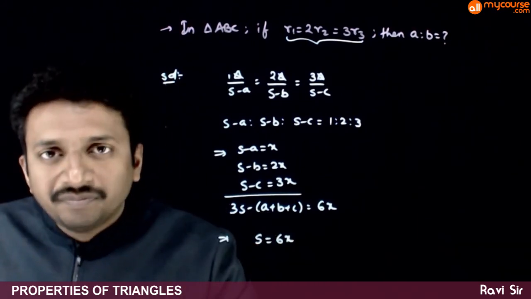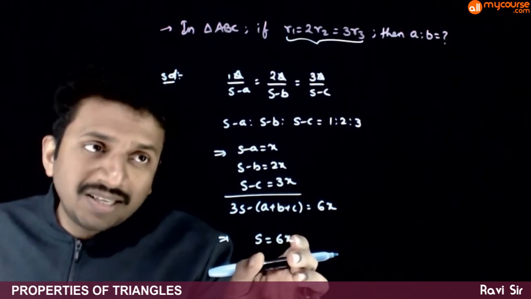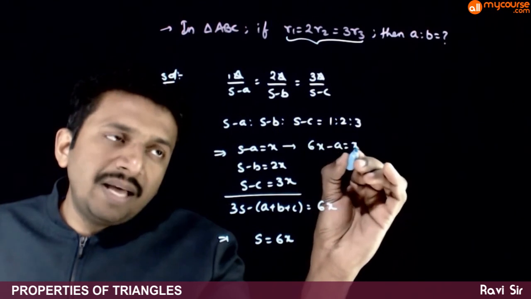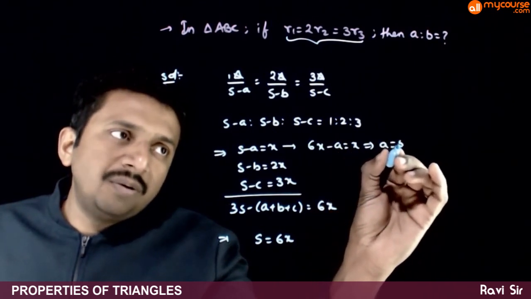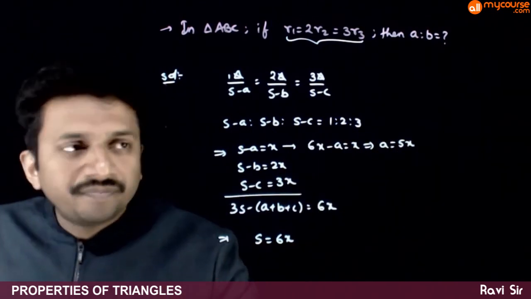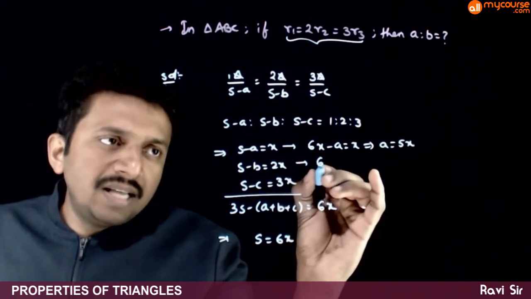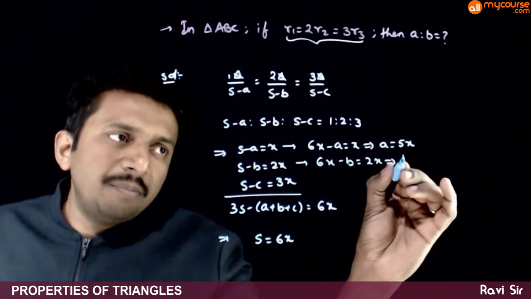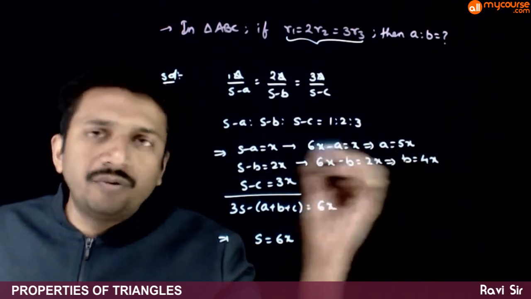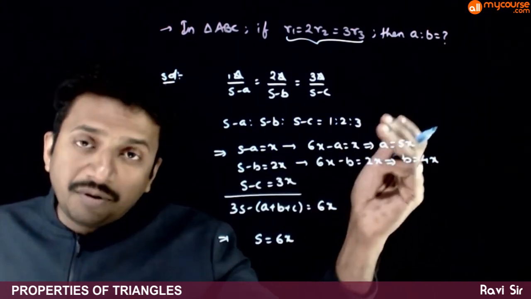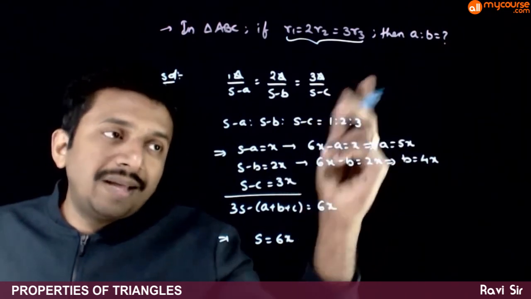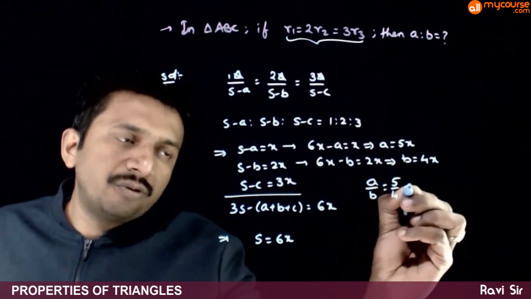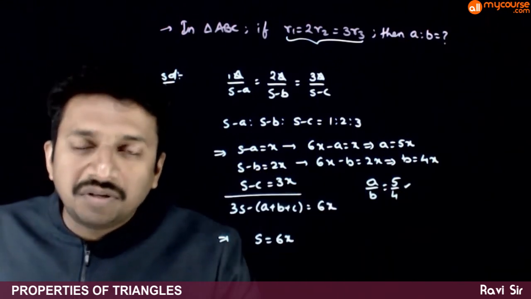So you've got S is equal to 6x, and 6x minus A is equal to x implies A is equal to 5x. 6x minus B is equal to 2x implies B is equal to 4x. And if you divide these two, you get A is to B is equal to 5 is to 4. So this will be the answer to this question.